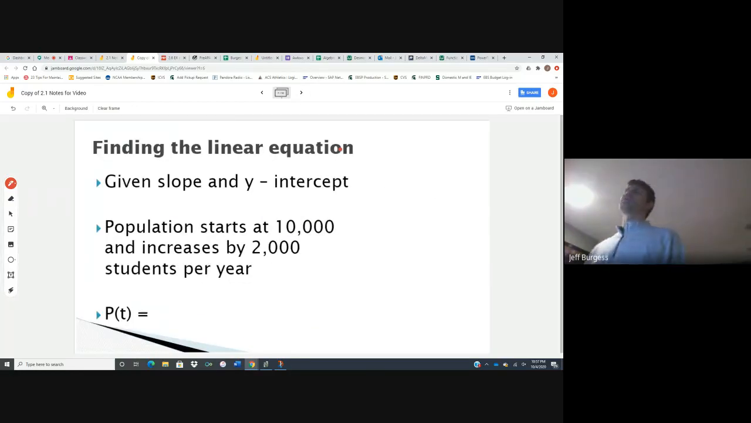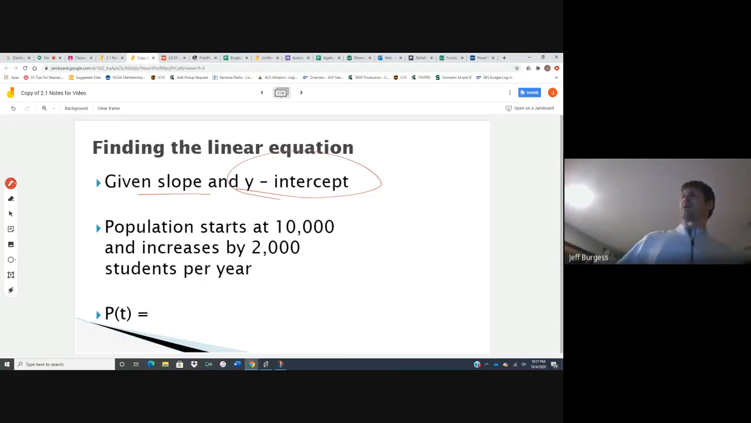So let's go through finding the equation of a linear function if you're given data, okay? Now, this data is pretty easy to start with because we're just reviewing, obviously. The first one we're going to talk about is pretty simple. What if you know what your slope or rate of change is, and what if you know your beginning value or y-intercept?